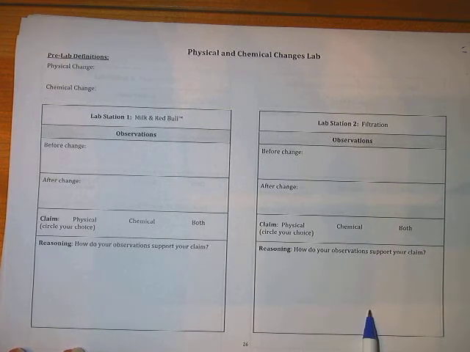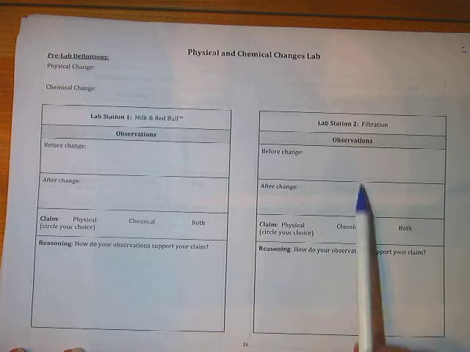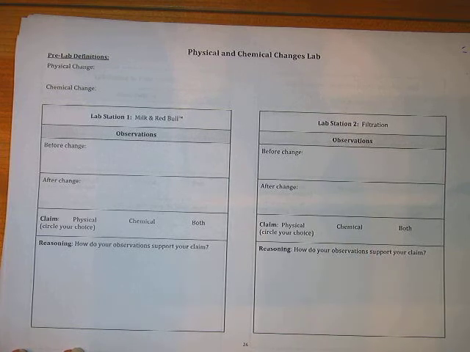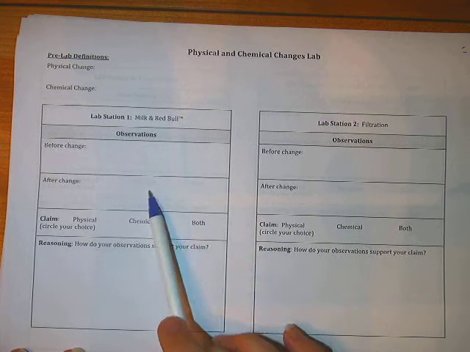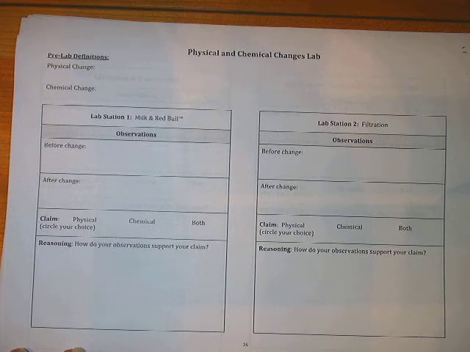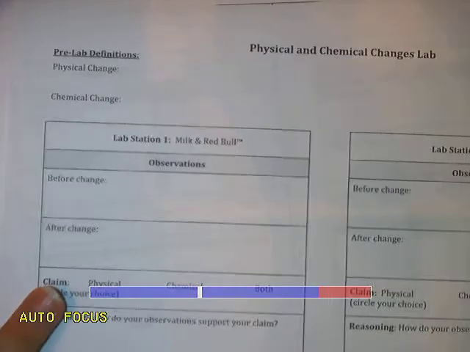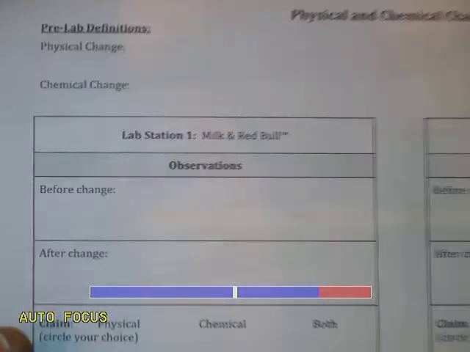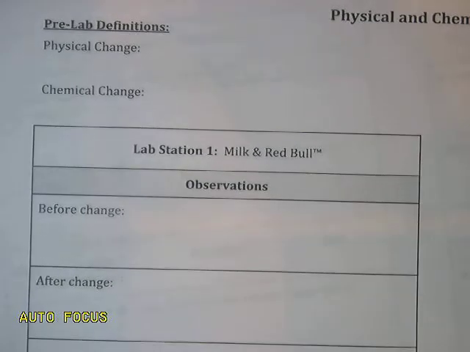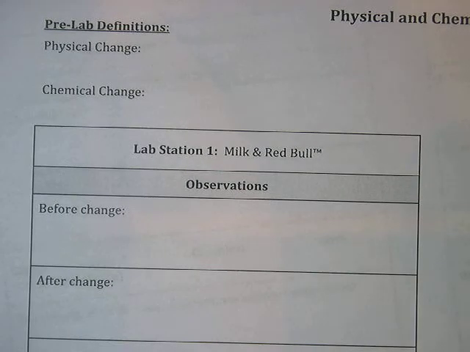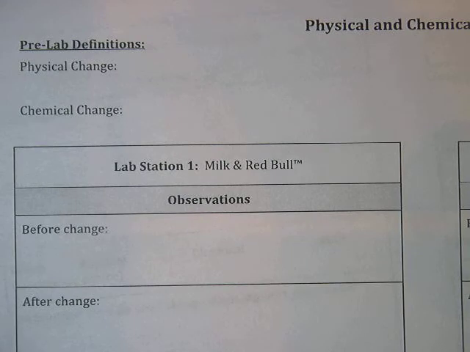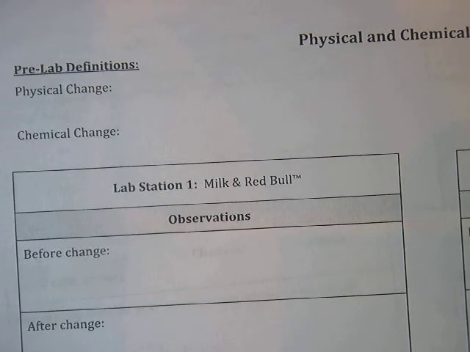Part of your stamp today is going to be, did you use complete sentences, or did you just write 2 words here, 2 words there, 2 words there? If you're not using complete sentences, you're not going to get a 4 for your stamp. We are going to do some preliminary definitions on what is a physical change and what is a chemical change, and then I will end the video and Ms. Woodlock will talk to you about each individual station before you get to the lab.